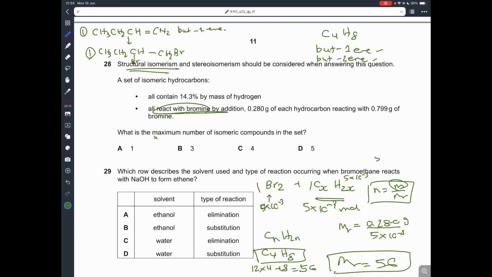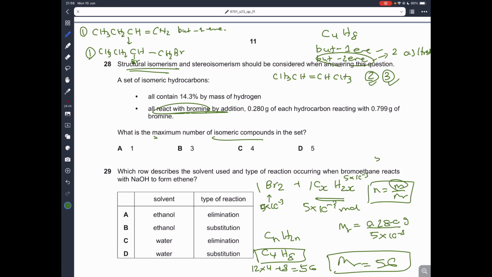Okay, our second compound is but-2-ene. But-2-ene has cis-trans isomers. This is CH3, CH, CH, CH3. This is the but-2-ene structure. It has cis-trans, so there are already two isomers within it. One is a cis isomer, one is a trans isomer. So we already have three isomeric compounds.